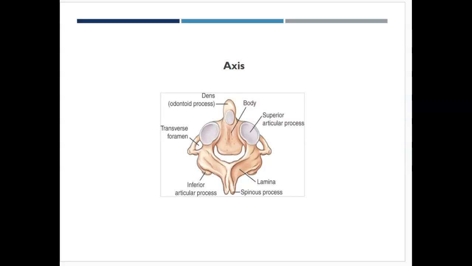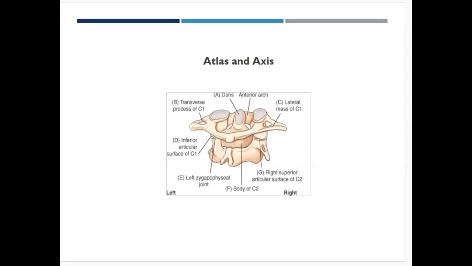On each side of the dens on the body are superior articular processes which articulate with the inferior articular processes of the atlas. Talking about the relationship of C1 and C2, radiographic demonstration between C1 and C2 and the relationship of C1 to the base of the skull is clinically important because injury is high in the spinal canal, which can result in serious paralysis and death.